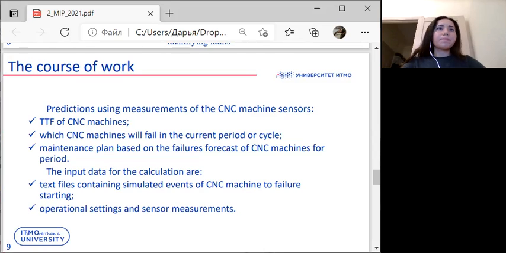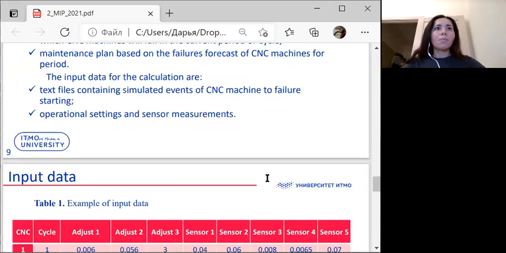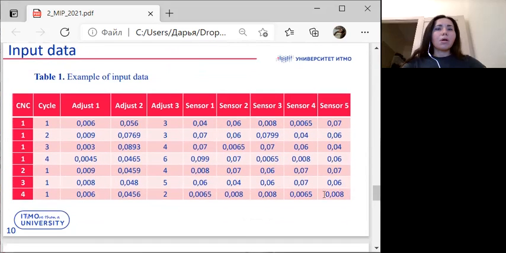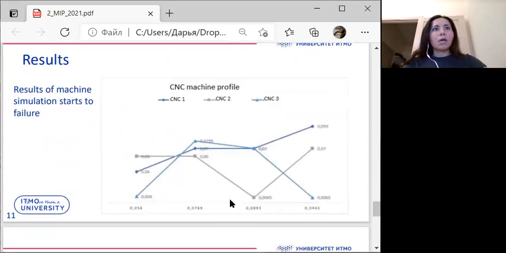So the parameters predictions are on the slide. On the next slide, it's presented the example of input data taken from the real enterprise. And the next slide is the results.